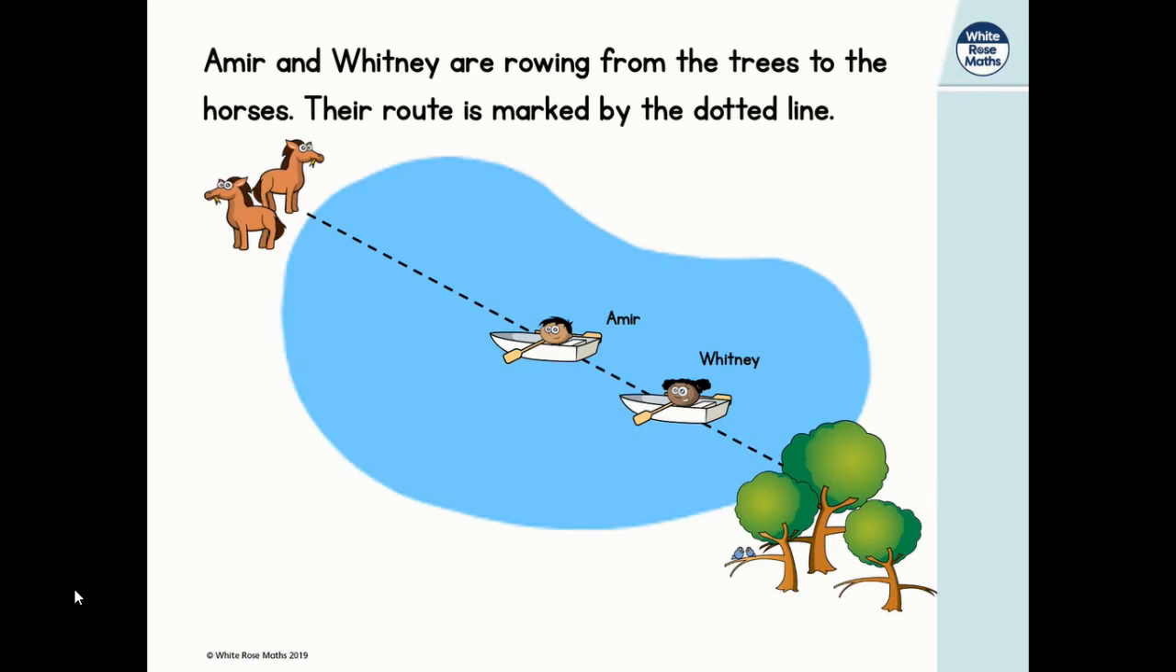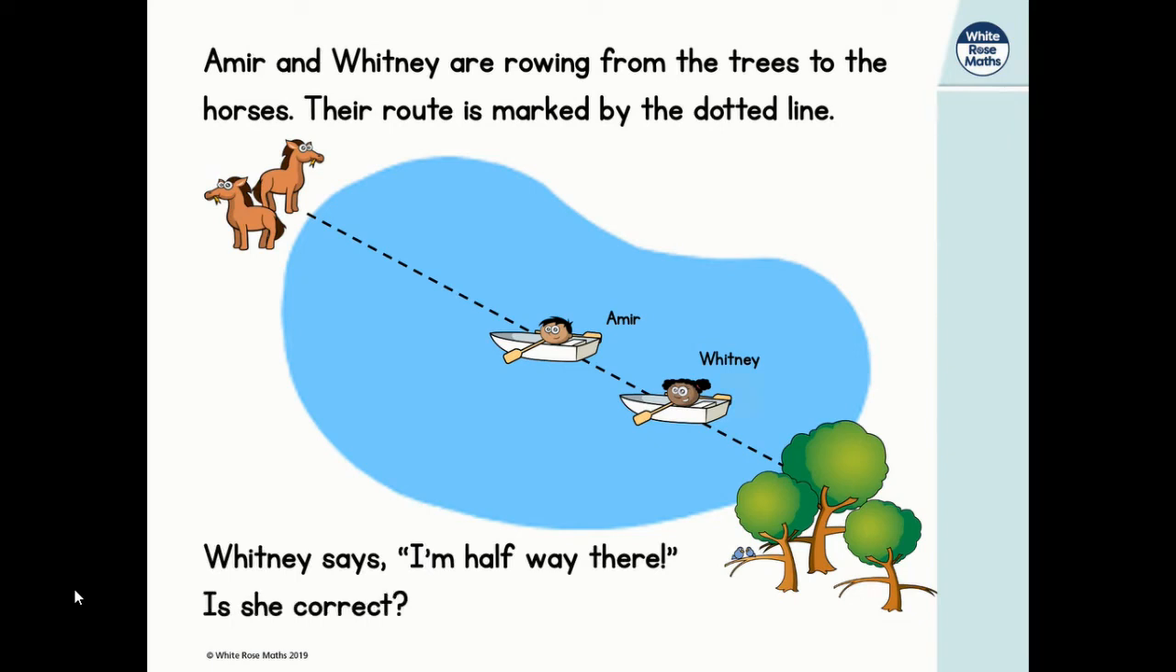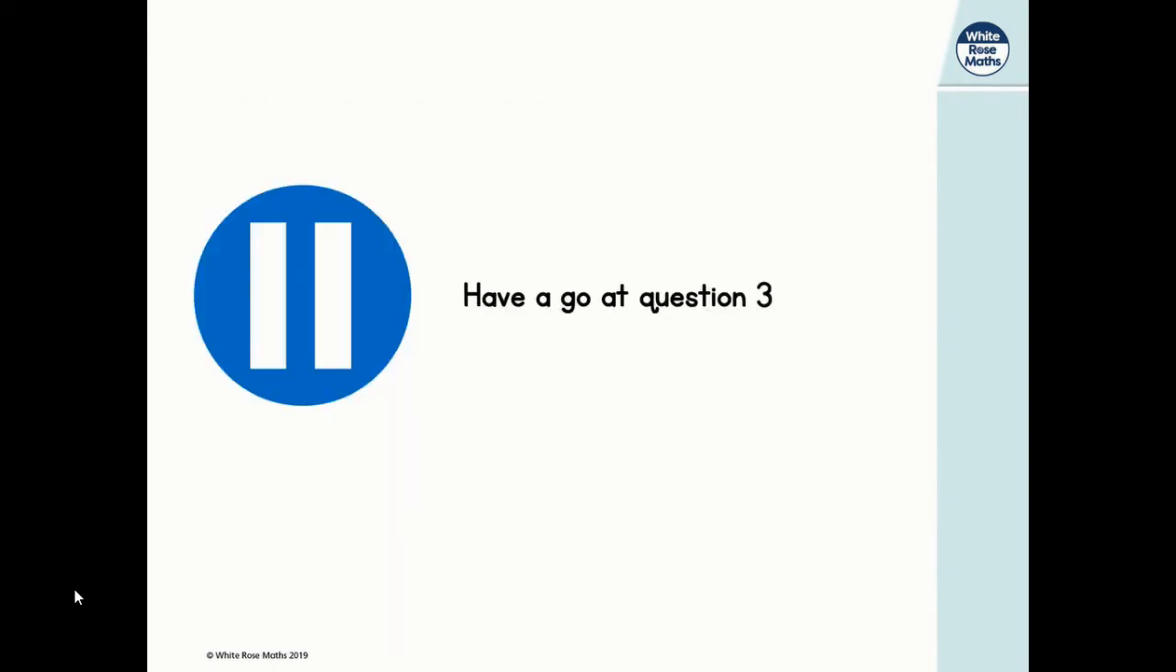Amir and Whitney are rowing from the trees to the horses. Their route is marked by the dotted line. Whitney says, "I'm halfway there." Is she correct? No, she's not halfway there. Amir is halfway there. But Whitney is halfway between the trees and Amir. I wonder how far along her journey Whitney is. Have a go at question 3.